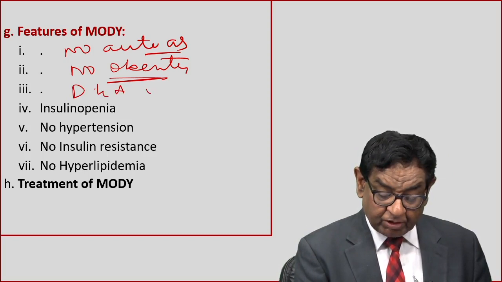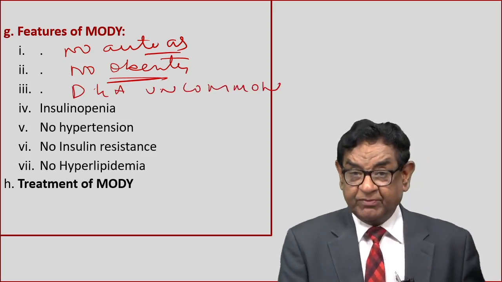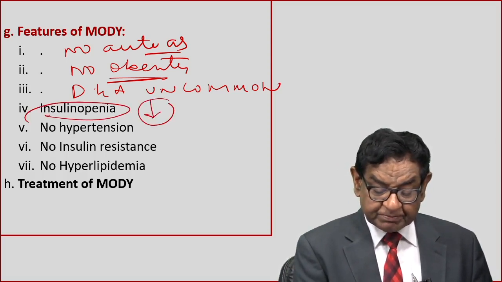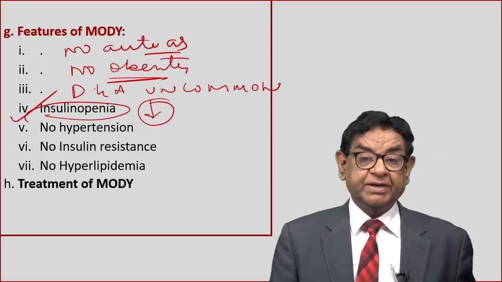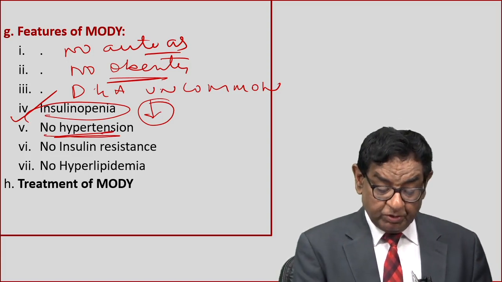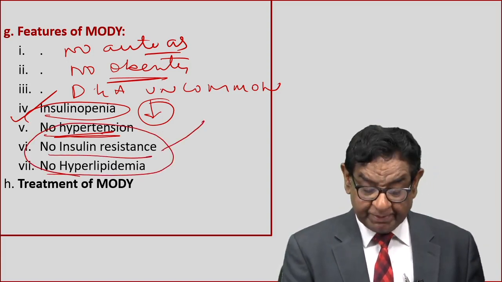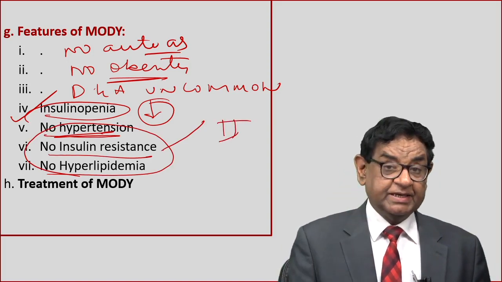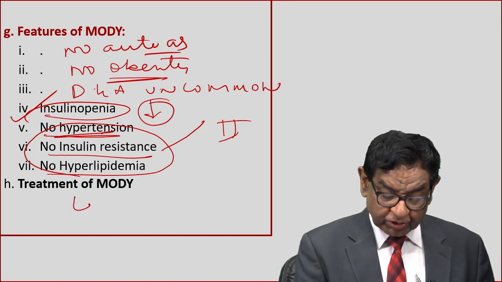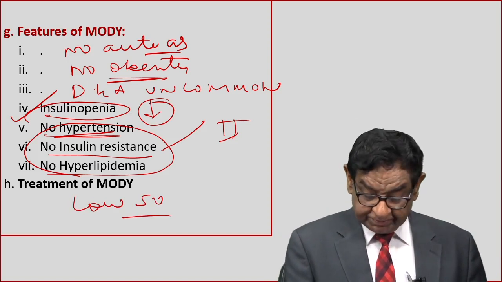DKA is uncommon. Remember, DKA is very common in type 1 diabetes. Insulinopenia, serum insulin level is reduced. By this, it resembles type 1 diabetes. But there is no hypertension, no insulin resistance, no dyslipidemia. These three are very common in type 2 diabetes, but these are not seen in MODY. And treatment of MODY is, I told you, low dose of sulfonylurea. The reason being, sulfonylurea is an insulin secretagogue.